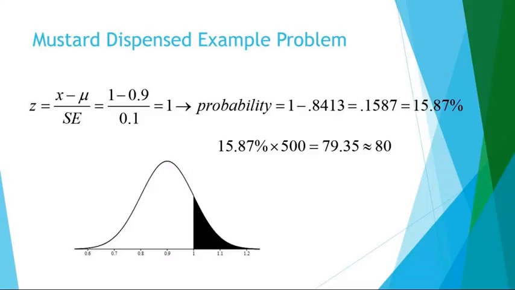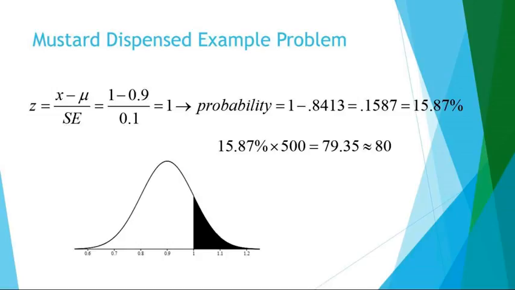So we get that other piece on the other side. Instead of from the left tail to 1, we get from 1 to the right tail. So after we do 1 minus 0.8413, we get 0.1587, so approximately 15.87% of the hot dogs are going to get dispensed with 1 ounce or more of mustard.